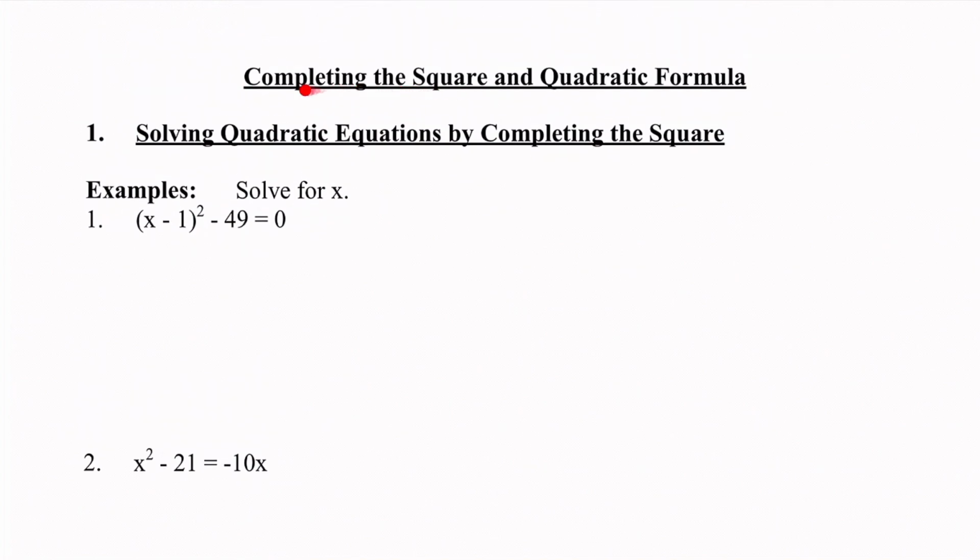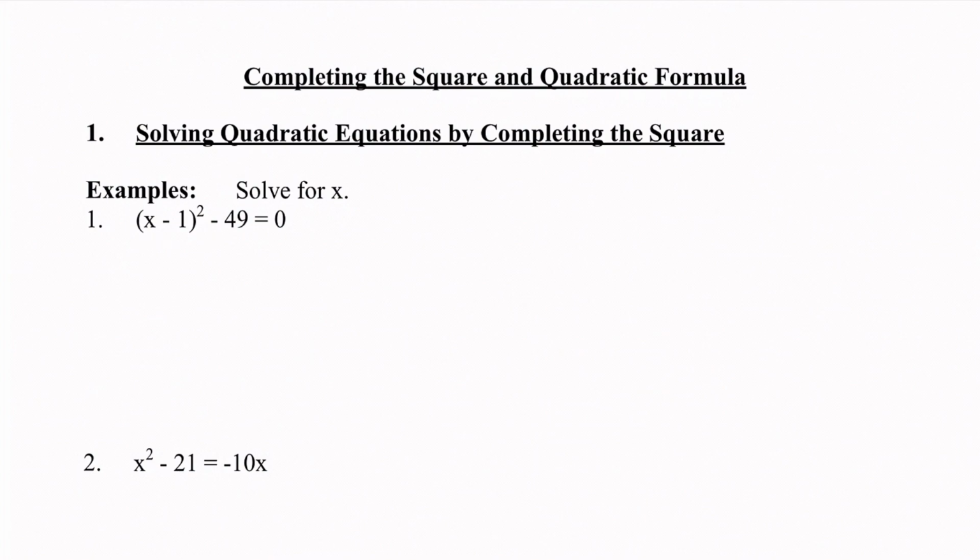So completing the square is part of section 4.3, and the quadratic formula is part of section 4.4 in your textbook. The first question says solve for x. In number 1 we have (x minus 1) squared minus 49 equals 0. The basic idea in these questions is that we want to isolate the x. In order to do that, we first need to complete the square and then move everything to the other side, away from the x.